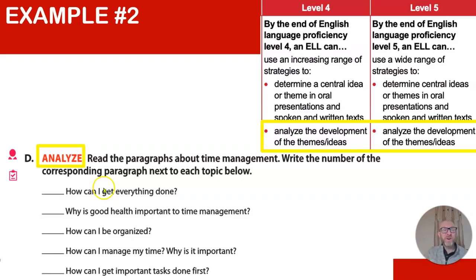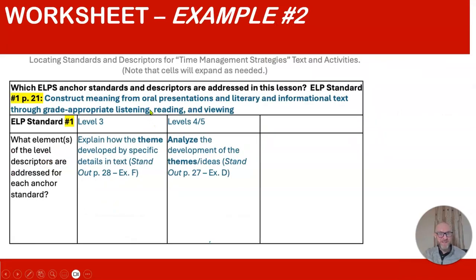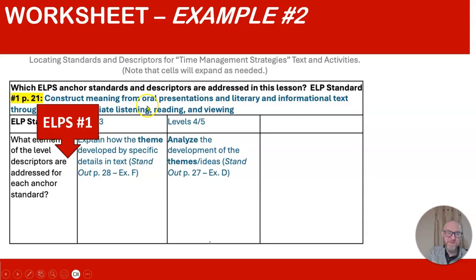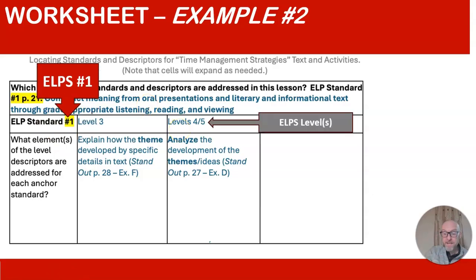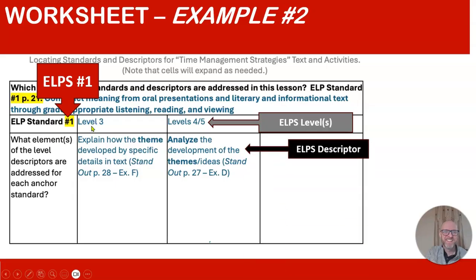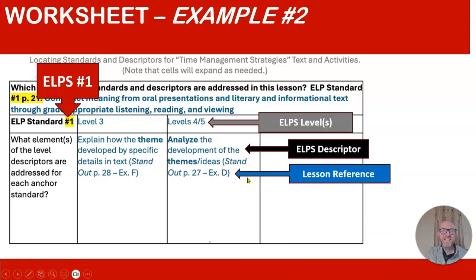So next, we are going to add all of our information to our tracking table. So we have our ELPS Standard 1 working with the same ELPS. There are many ELPS standards in this lesson. This is our example. We added in our ELPS levels 4 and 5. That's where that analyze came from, right? That keyword. Let's add in our descriptor, analyze the development of those themes, and our lesson reference.